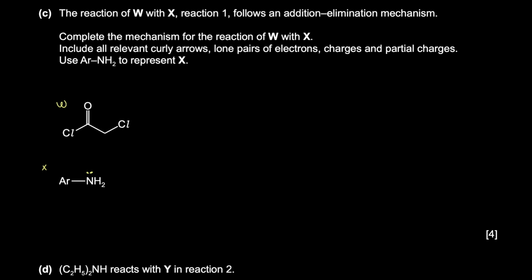What you have is an acyl chloride here, so you have a delta plus and a delta minus. What happens is that this NH2 attacks this carbon, and this bond breaks. What you end up making is an NH2 with an Ar, and then you have a Cl here and a CH2Cl over here. This carbon is bonded to a Cl and a CH2Cl.